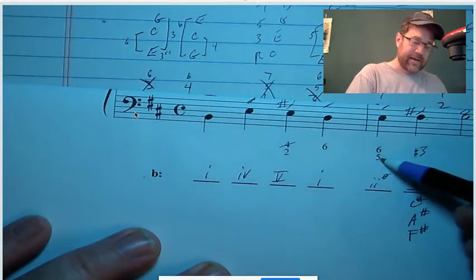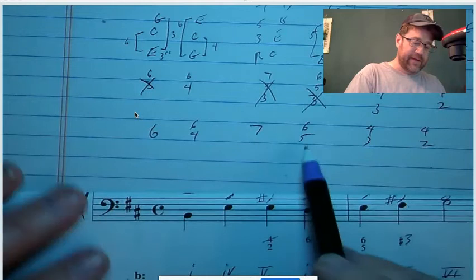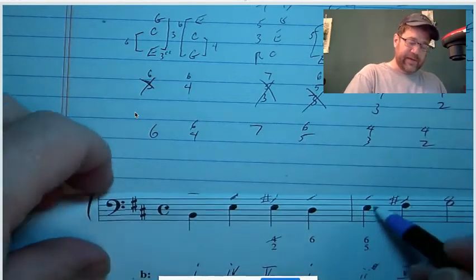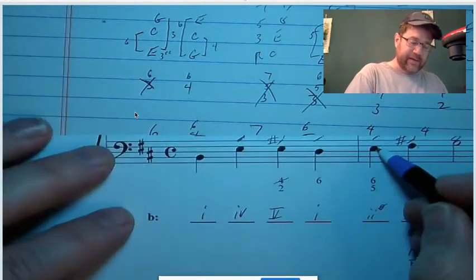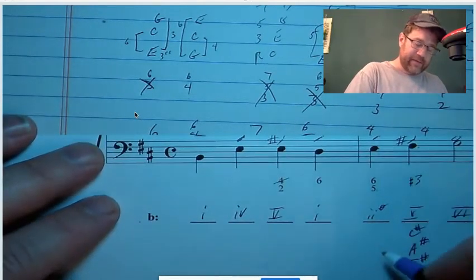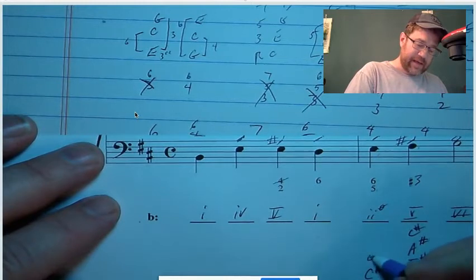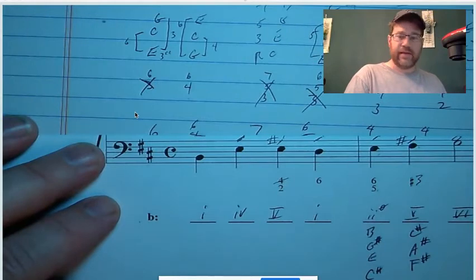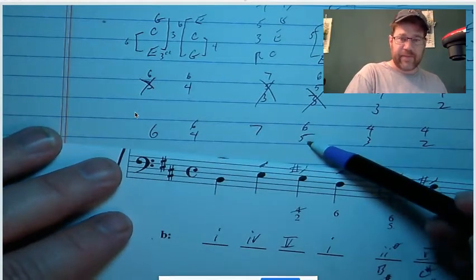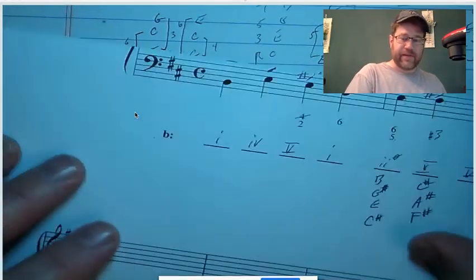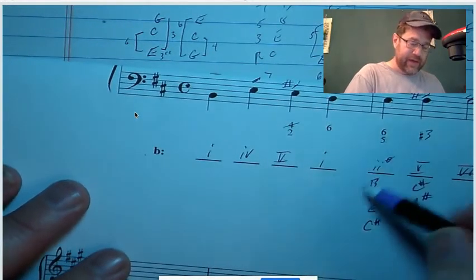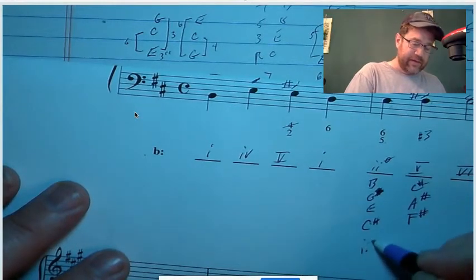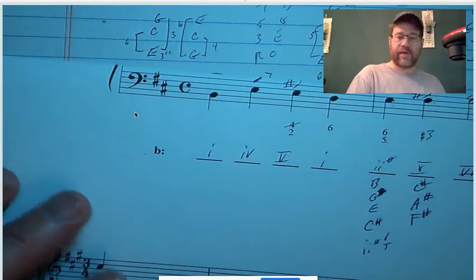Now, this is a 6/5. 6/5 means that the third is in the bass. So this is an E. We can go down and find the root, which would be a C sharp, E, G, B. And since it's a 6/5, that means it has to have a seventh on it. C sharp, E, G, not G sharp, just regular G because of the key signature. And so this is that half diminished 6/5 chord.